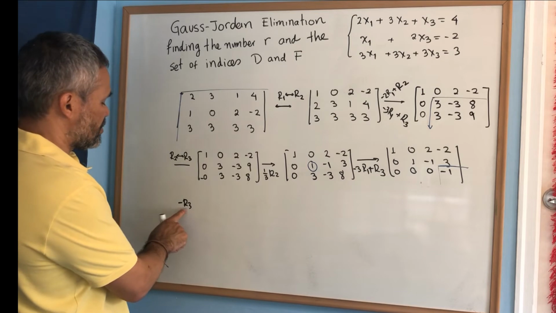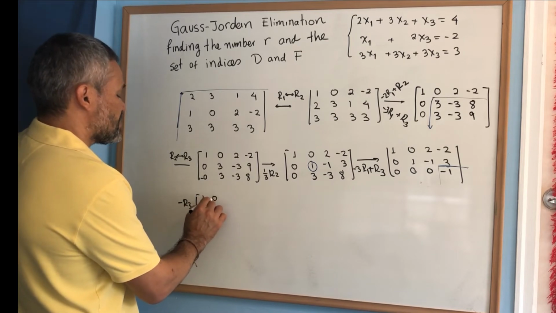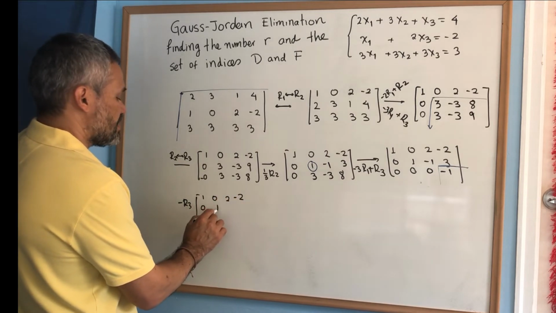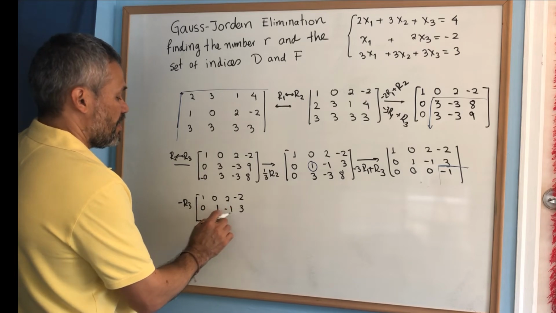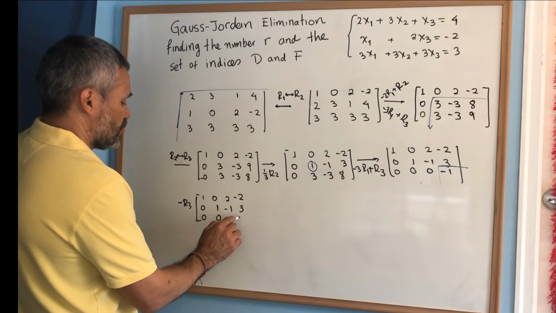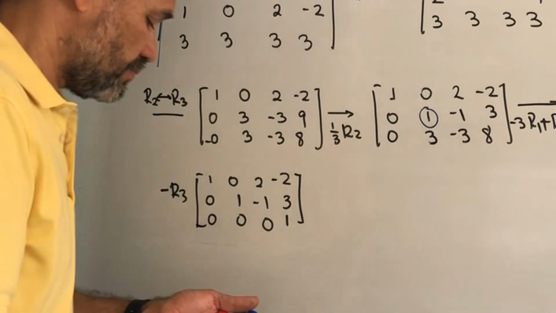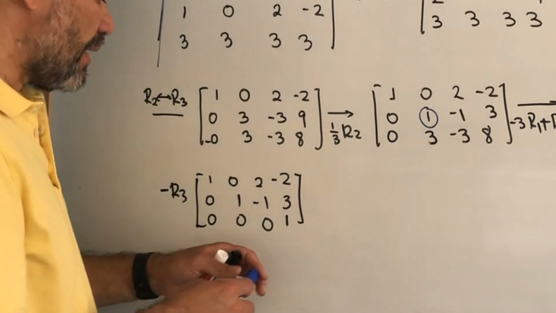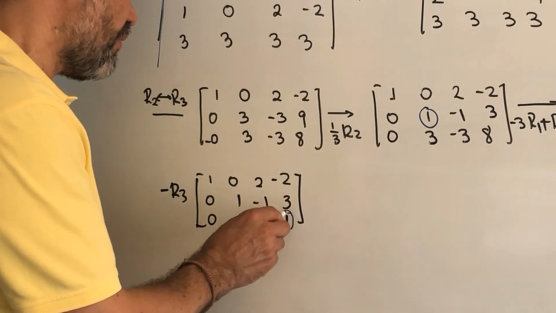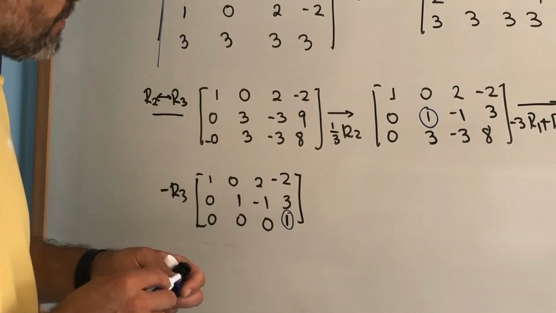I write that change like this, negative row 3, and then the first row stays the same, 1, 0, 2, -2. Second row stays the same, and the third row stays the same. Oh, sorry, it changes by -1, which means that here I get 1. Then we continue the process by using this pivot to make these two entries equal 0.